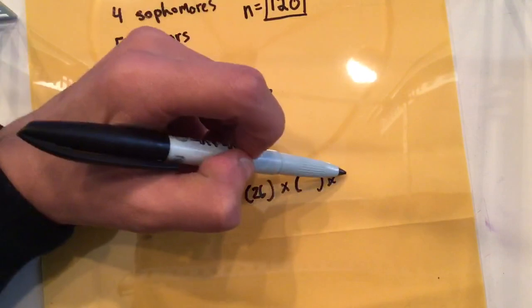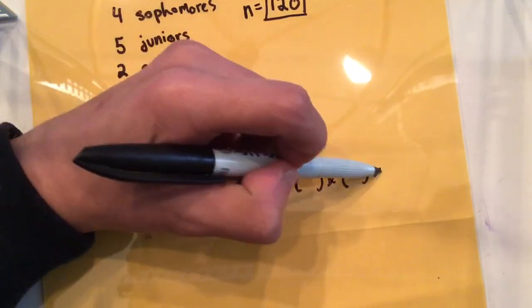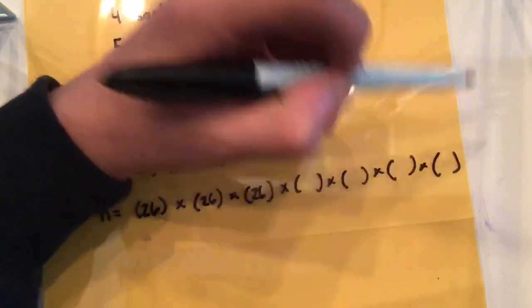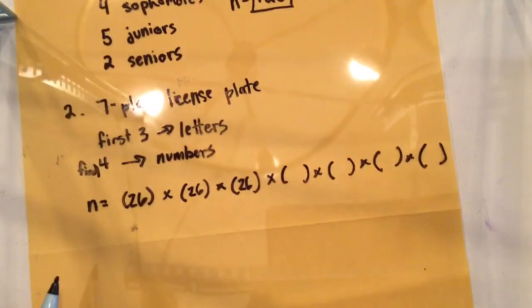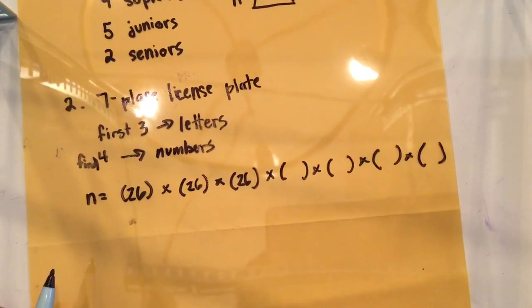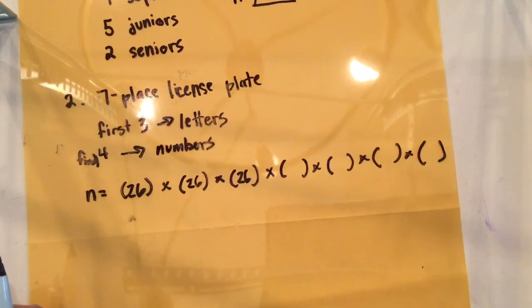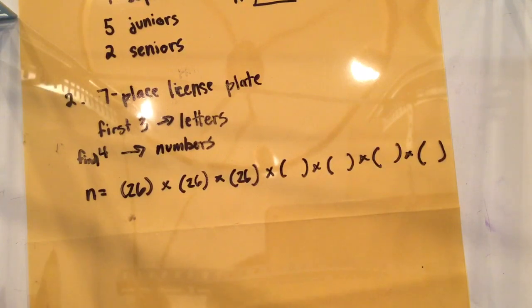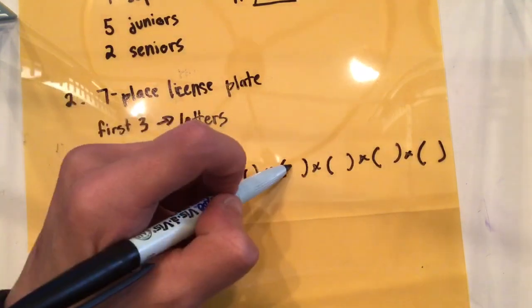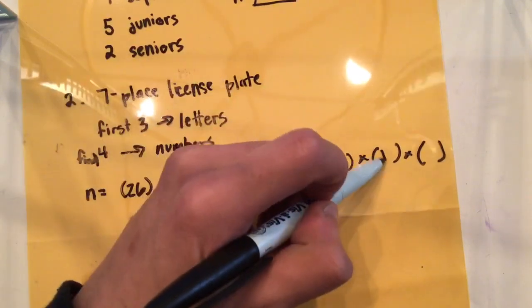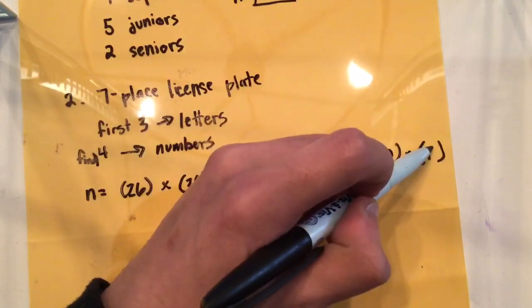these 4 are going to be numbers, and the numbers range from 0 to 9. So if you count that, that is actually 10 possibilities because we're counting 0 in there. And each of them can be repeated. So here we have 10 possible outcomes, 10 possible outcomes, 10 possible outcomes, and another 10.